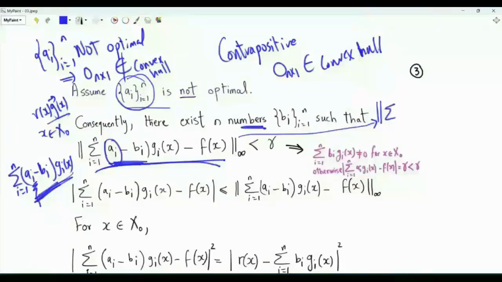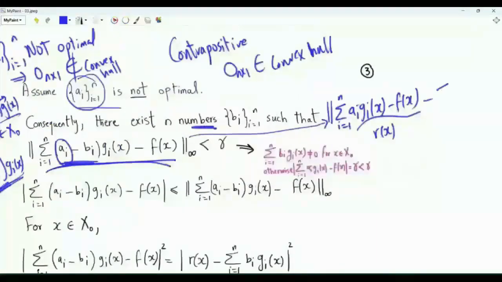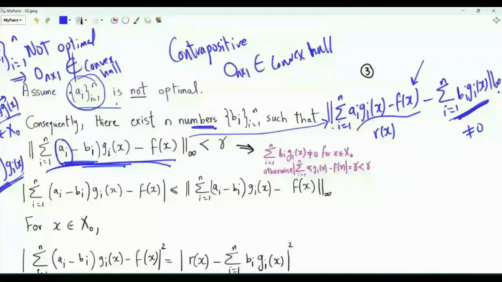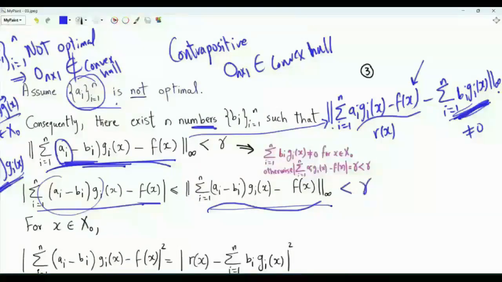Note that this L infinity norm can be written as the L infinity norm of the sum i from 1 to n, ai gi of x minus f of x, and this is the residual using the a coefficients, minus summation i from 1 to n, bi gi of x. By assumption, this summation here cannot be equal to 0, because if this summation is equal to 0, what we have inside the L infinity norm is r of x using the a coefficients, and the L infinity norm using the a coefficients is equal to gamma. To say that we have now this function and its L infinity norm is strictly less than gamma means that this summation here cannot be equal to 0. By the definition of an L infinity norm, the magnitude of this summation minus f of x is less than or equal to the L infinity norm, which is assumed to be strictly less than gamma. In this magnitude, let's use a small x that is in the set big X of 0.